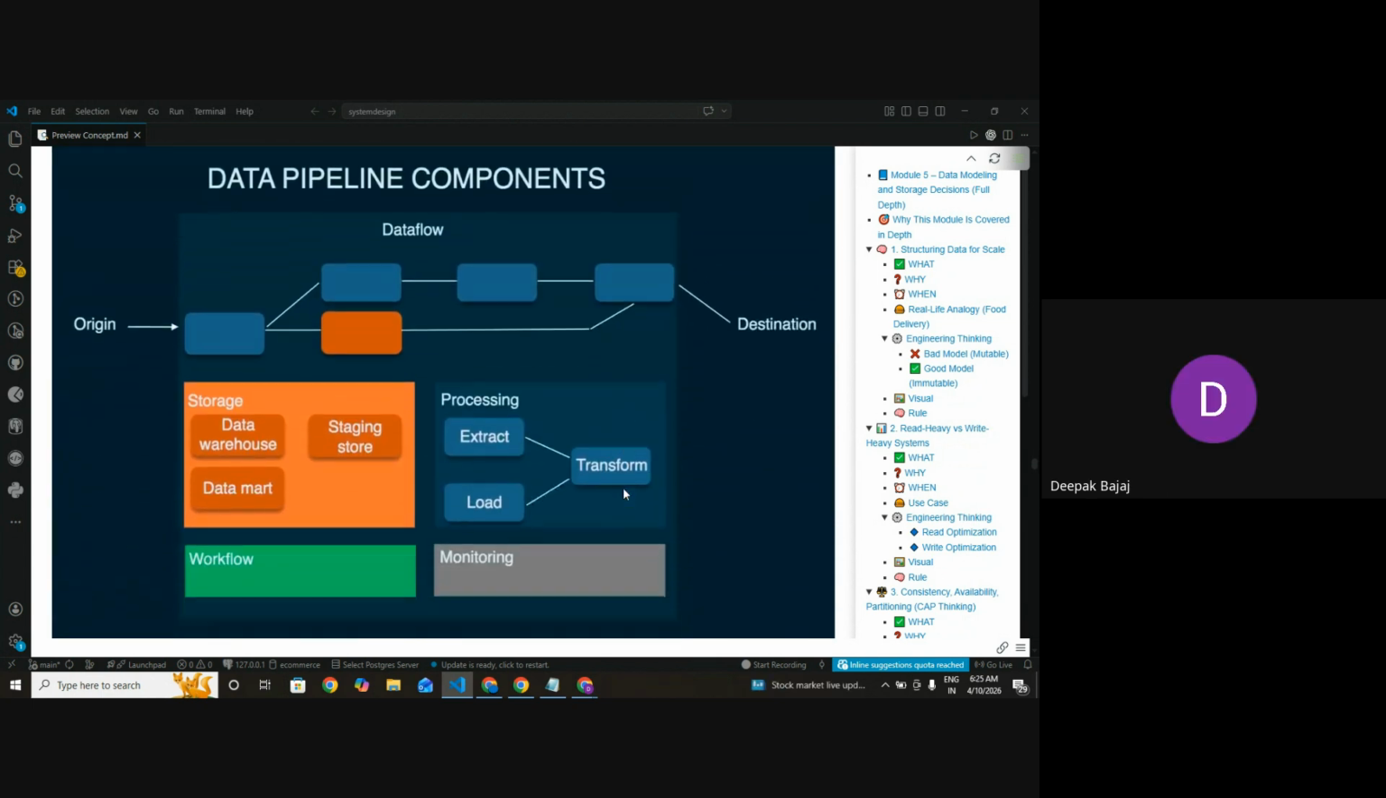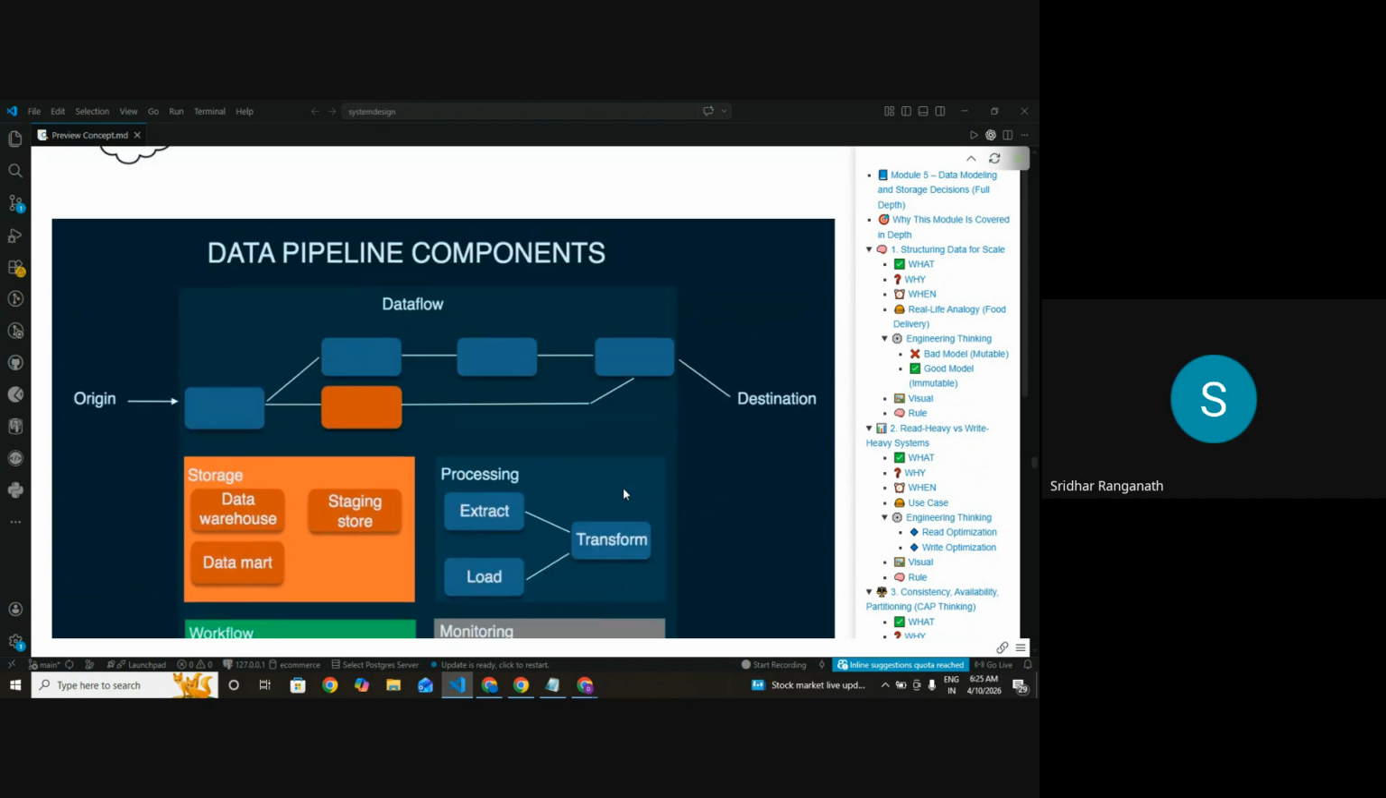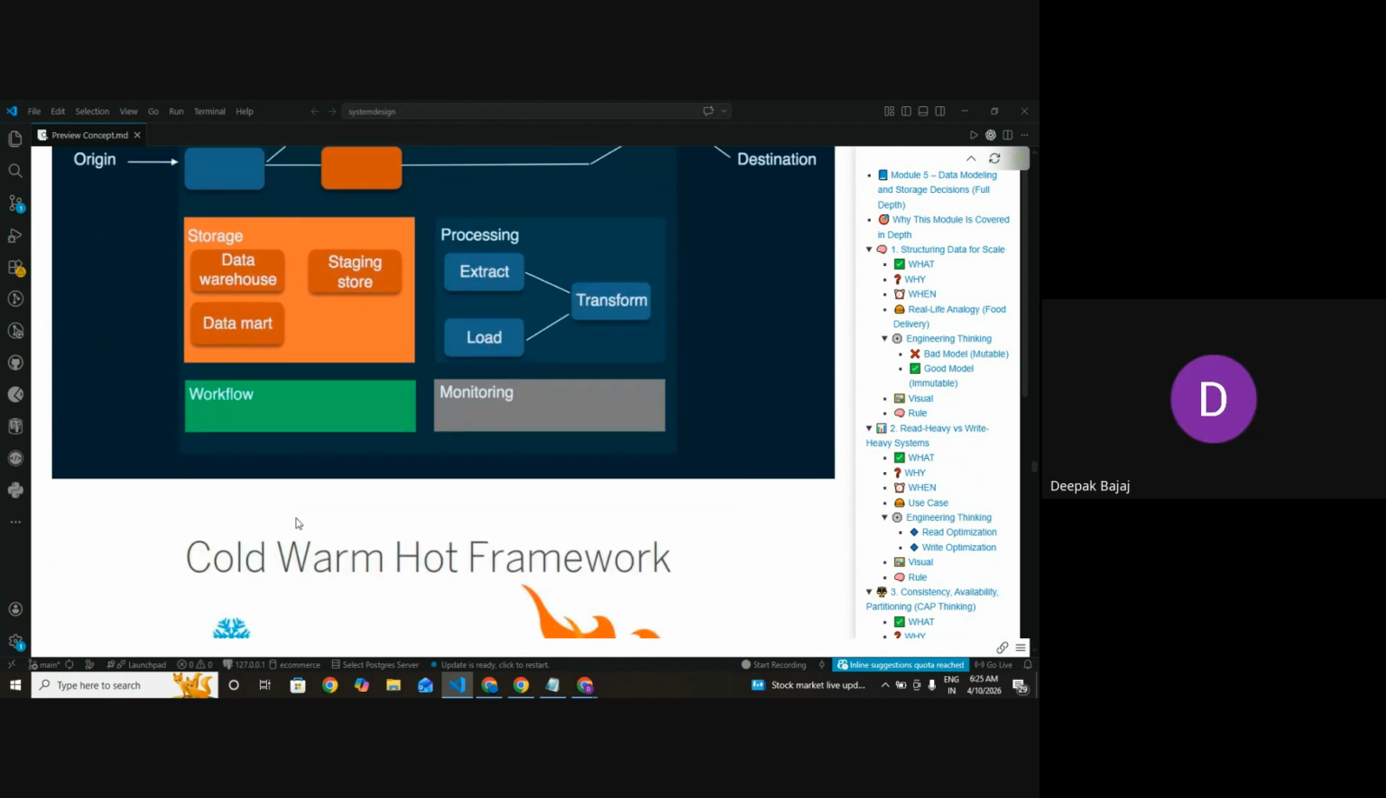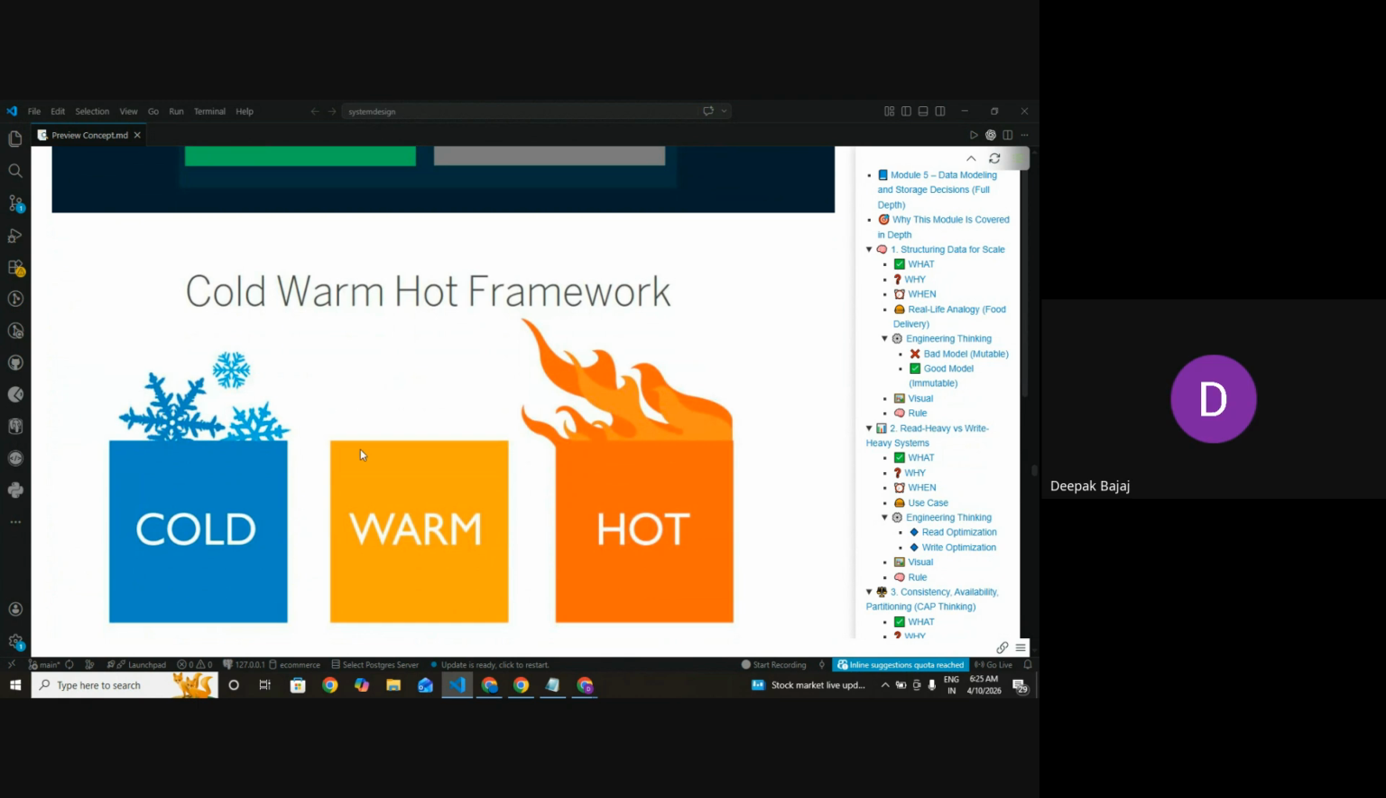Data pipeline components: region, data flow, and destination. Makes sense. Cold, warm, hot: hot means instant requirement. Warm means sometimes they can call it if they are using it.